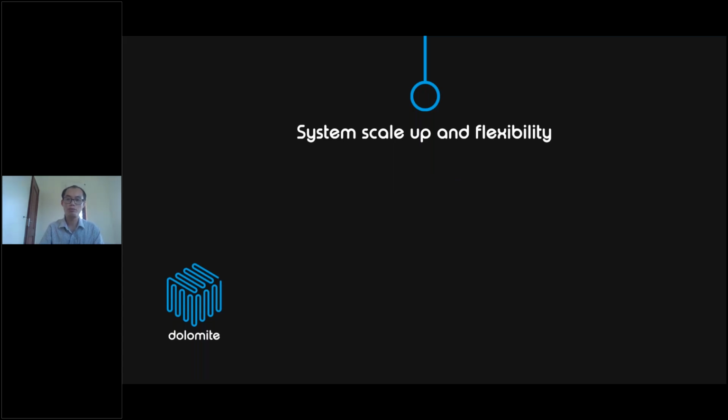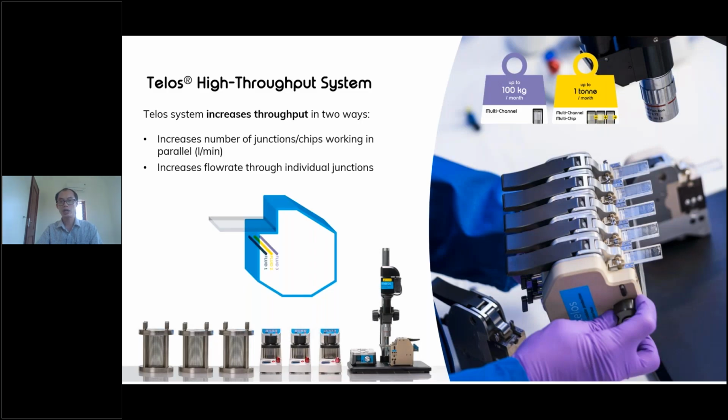The next part is about system scale up and flexibility. For the scale up system, as I already introduced in the previous webinar, we have the Telos high throughput system, which is very flexible in application. It can be used not only to generate other particles like PLGA or microparticles and microspheres, but also for high throughput liposome or lipid nanoparticle production.